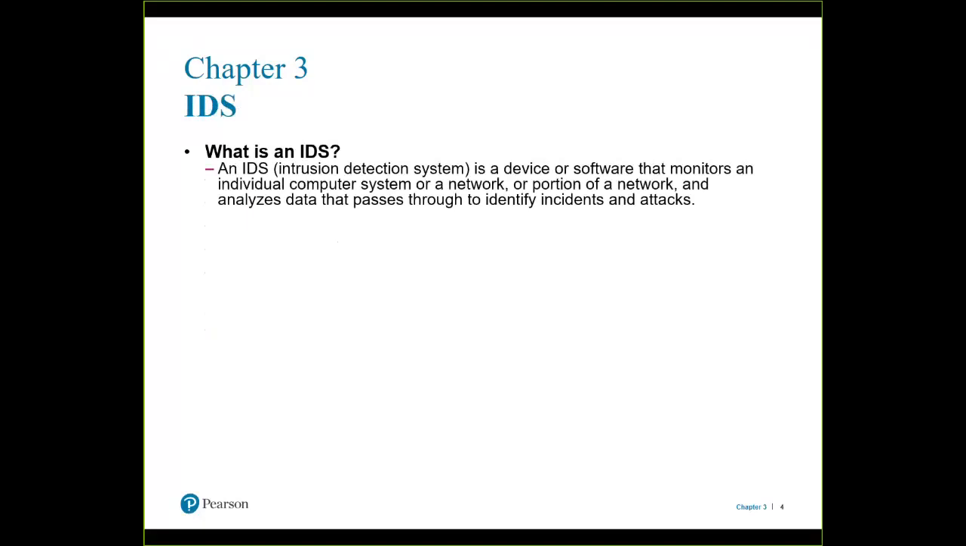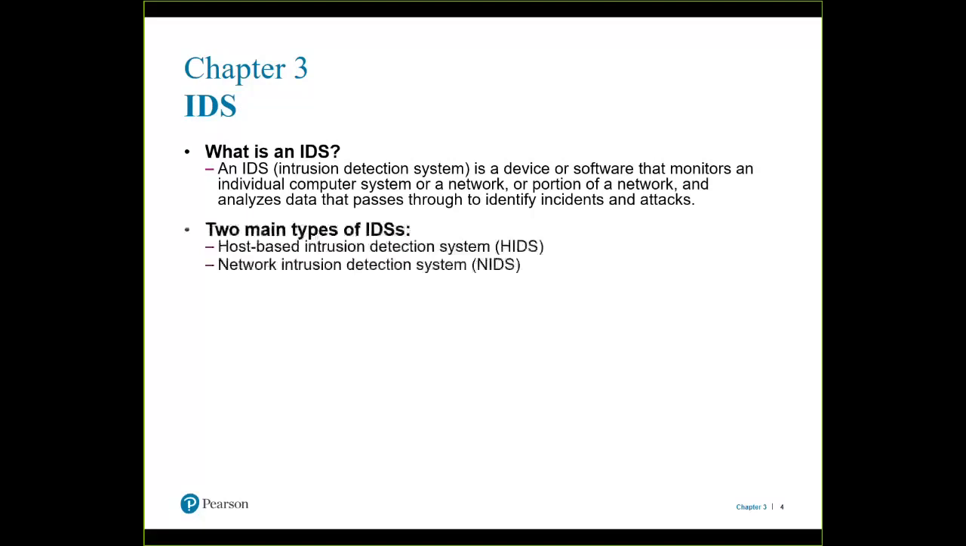So an important piece of security is knowing what an IDS is and what an IDS does. An IDS is an intrusion detection system, and it is a device on your network or software that's going to monitor everything on your network or that portion of your network, and it analyzes the data to try to identify incidents and attacks. There are really two types of IDSs, host-based and network-based. A host-based is something, of course, you're going to run on the machine, and a network-based is a device that you'll have on your network that looks out there at data.